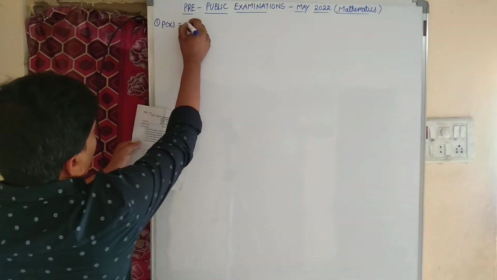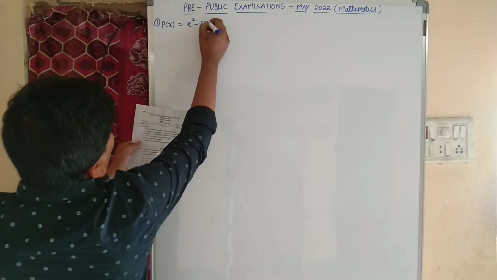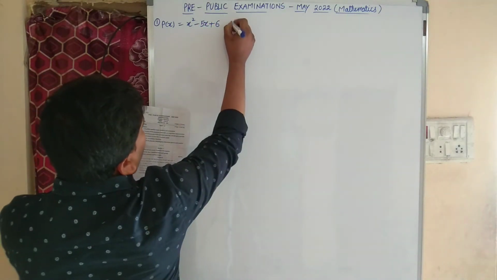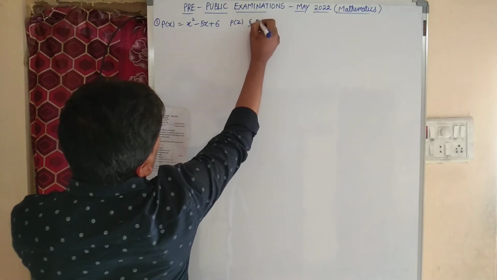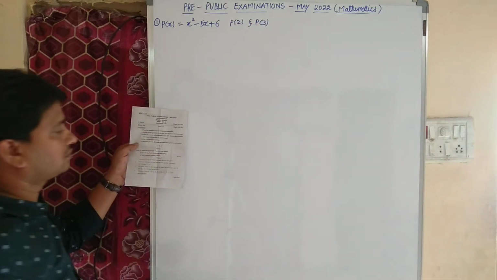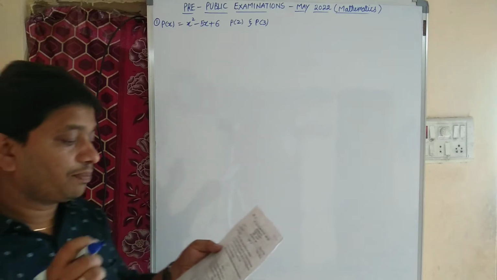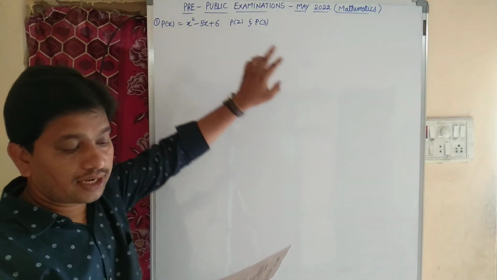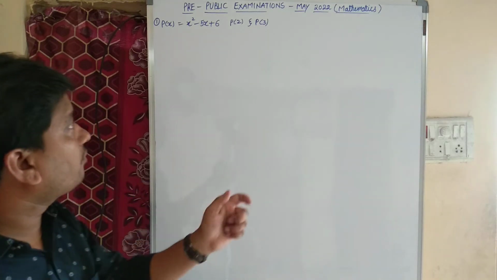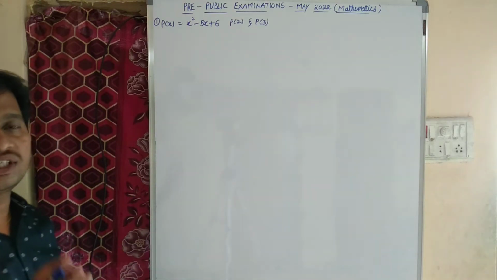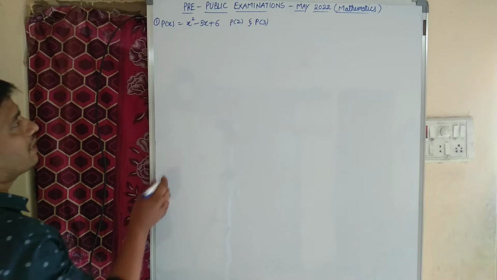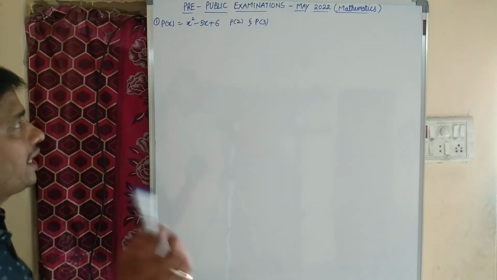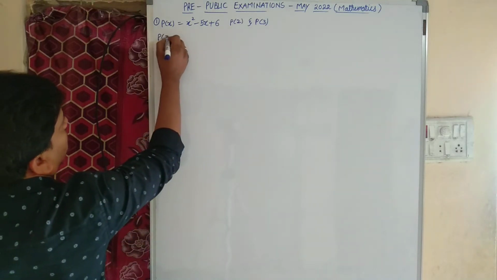Let P of x equal to x square minus 5x plus 6. Then find the values of P of 2 and P of 3. What is the first question? Let P of x equal to x square minus 5x plus 6, then find the values of P of 2, P of 3. This is the easiest question. Nothing but in the place of x, we need to substitute 2, right? So first let us find P of 2.